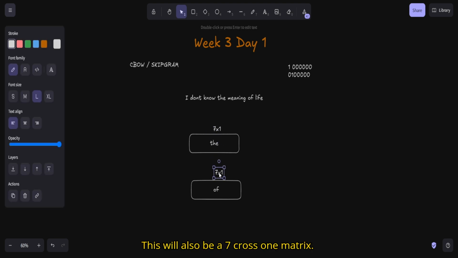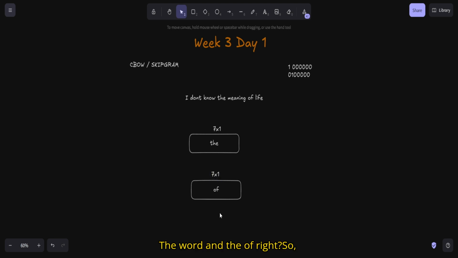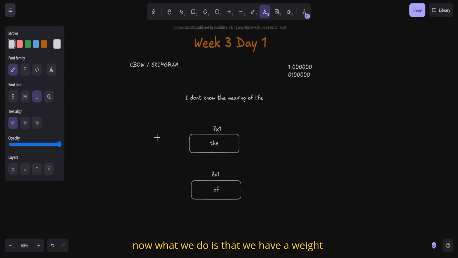This will also be a 7 cross 1 matrix, the word "the" and "of", right? So now what we do is that we have a weight matrix here. Let's say we have to select a context window. This is called a context window. We are selecting three words at a time, right? So it will be "the meaning of", right?